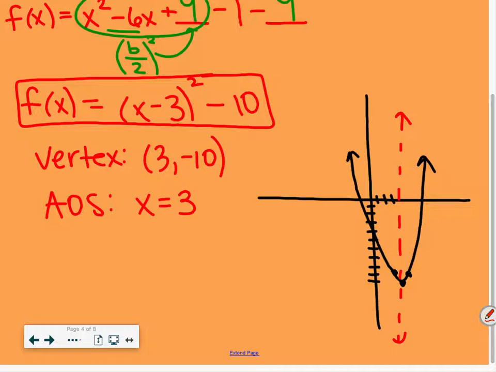Okay. Questions here? See how nice it is to have it in that form? We can easily get that graph, identify the vertex. We can also easily find its x-intercept.